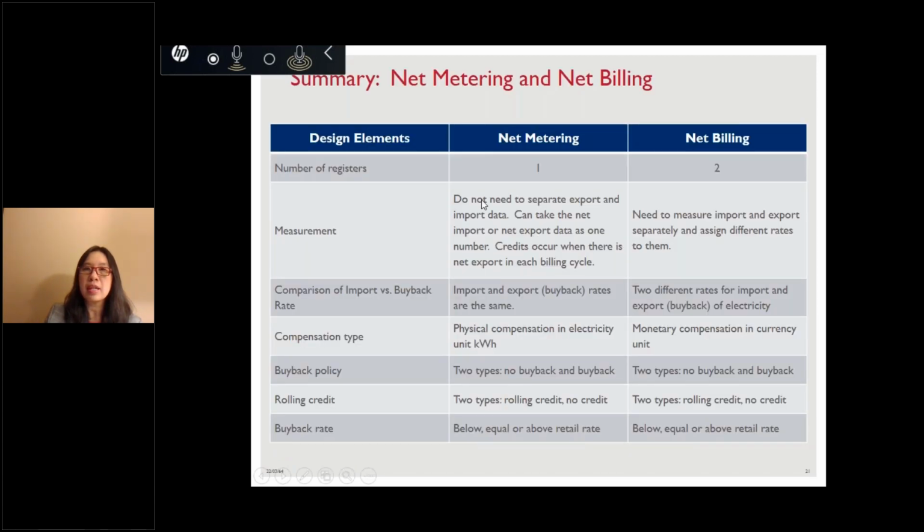So in summary, the difference between net metering and net billing, in terms of data record, for net metering, that's 1, net billing is 2. In net metering, you do not need to separate the export and import data, but you can take the net import or net export data as one number and use that to credit bills in each cycle. Whereas in net billing, you need to measure the instantaneous value of import and export separately because those are assigned different rates.